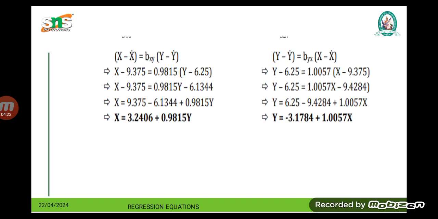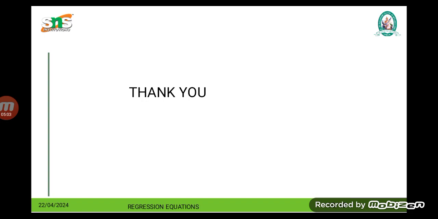It is of the form x equal to y. So I am keeping x as such on my left hand side and bringing the other numbers to the other side. If I subtract it and solve it, I will get the answer x equal to 3.2406 plus 0.9815y. Similarly, for y on x, it is calculated by a simple calculation, and my answer is y equal to minus 3.1784 plus 1.0057x. This is how we can calculate our regression equations, fitting linear equations, x on y and y on x. Thank you.